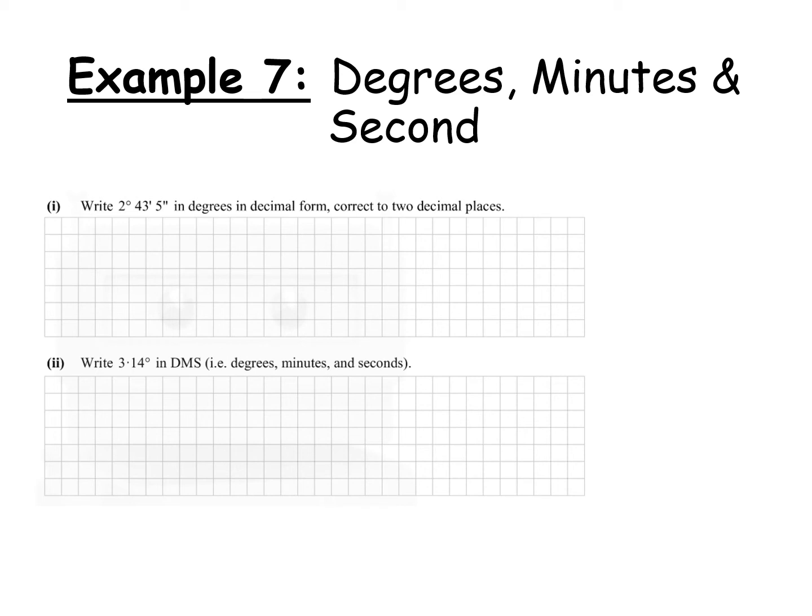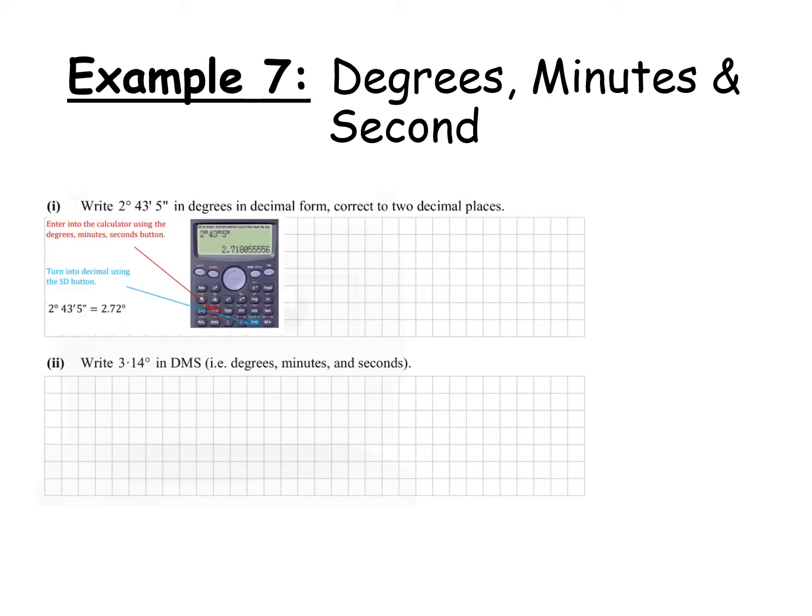So the first question here: write 2 degrees, 43 minutes and 5 seconds in degrees in decimal form, correct to 2 decimal places. So you can of course work this through, but realistically if this question is asked, you are going to have to be able to work with your calculator. You're not going to have enough time to work through it.